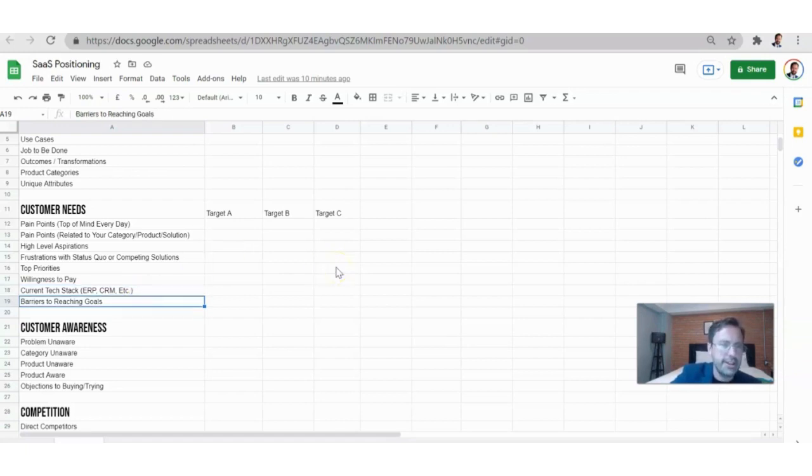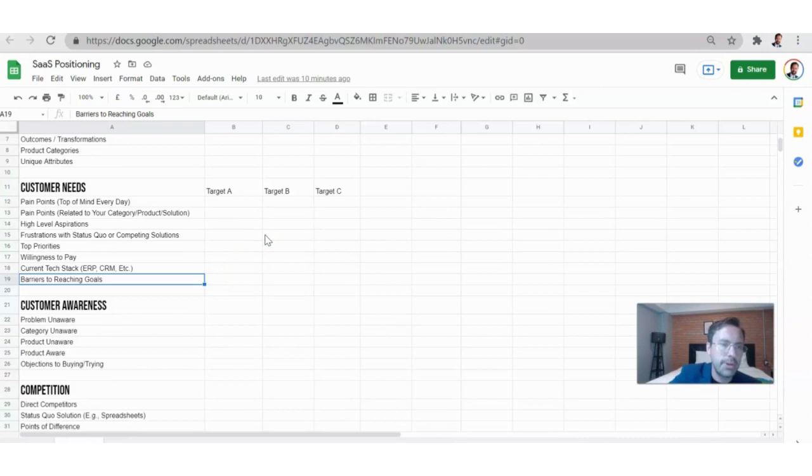Another thing to jot down here is the barriers they have to reaching their goals. So if we know their high-level aspirations or just kind of their midterm goals, what are their barriers to getting there? And it's possible your SaaS is removing those barriers to help them get to that goal more quickly.